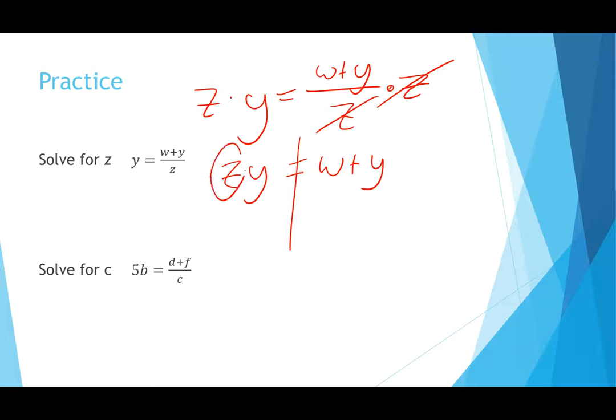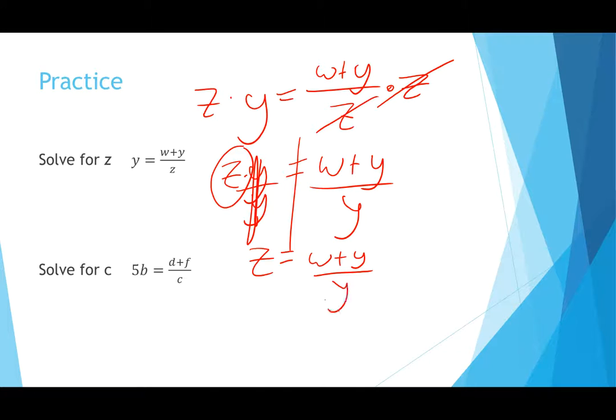Remember, my goal is to solve for Z. So now that it's on the left side, all I've got to do is get rid of this Y. Since that Y is being multiplied to Z, I will divide by that Y so that I can cancel it out. So you can see the Z is over here. It's now all by itself. I kick the Y out, and it equals W plus Y over Y.